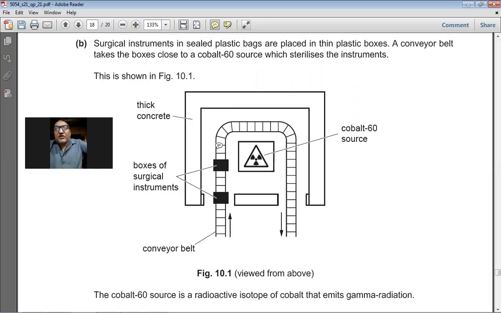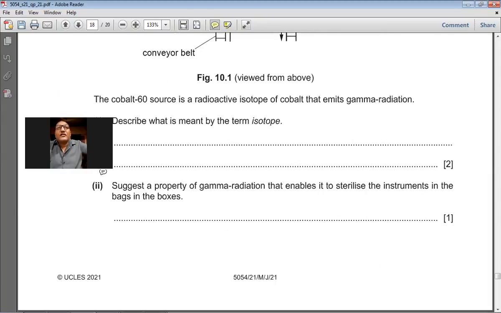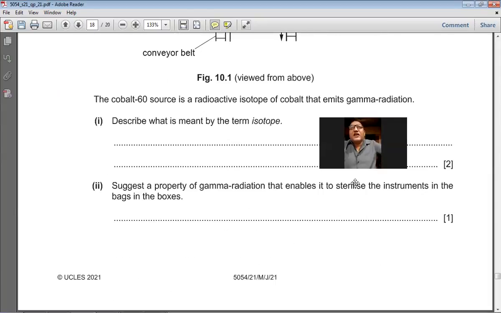So they are moving on this conveyor belt, and here is that radioactive source. Around it, we have thick concrete walls so that the radiation cannot go out. Okay. It says the cobalt-60 source is a radioactive isotope of cobalt that emits gamma radiation. So the gamma radiation is given out, okay? Remember that. Describe what is meant by the term isotope.